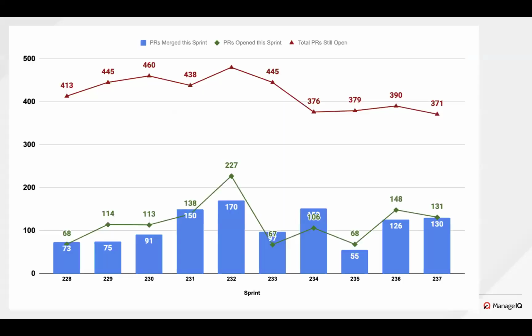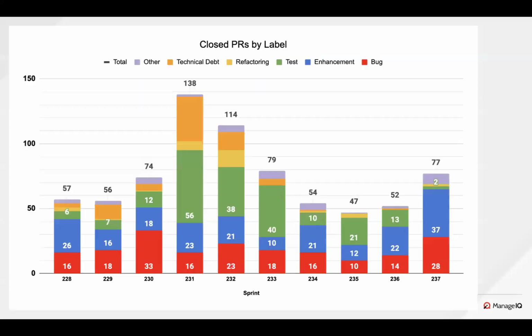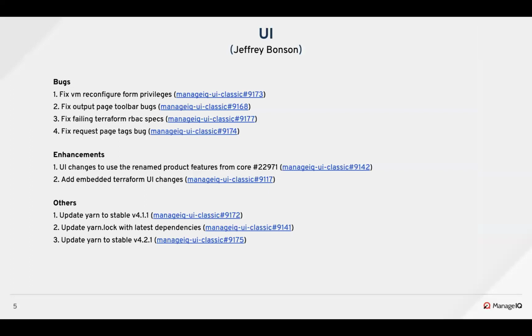This is a pretty typical sprint with 130 PRs merged this sprint. Lots of enhancements, especially as we start adding our new providers, and a lot of bugs were fixed this sprint. And over to Jeffrey on the UI.